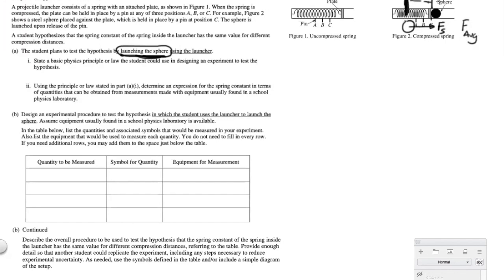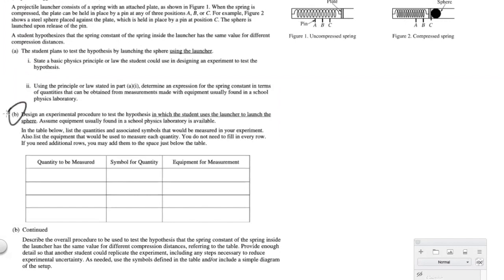Here force is a maximum. Here force is 0. The average force would just be the initial force divided by 2. But you'd have to get a force sensor inside that launcher to measure the force. Okay. So let's go on to part B.